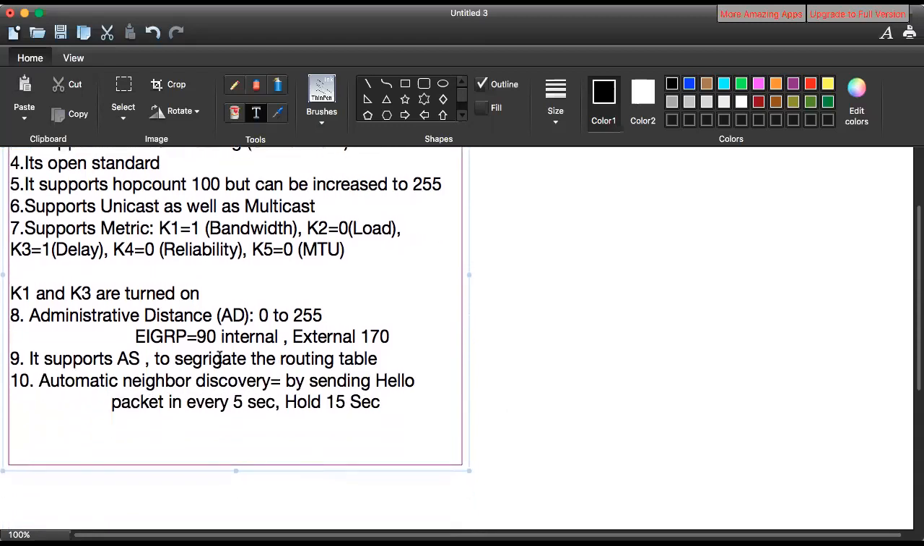That means as soon as you advertise the network, EIGRP is going to start sending a hello packet every 5 seconds on that interface.